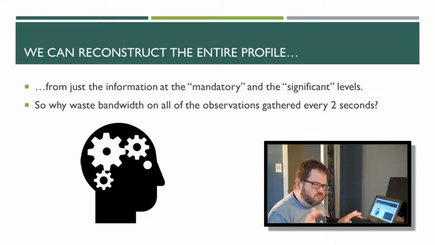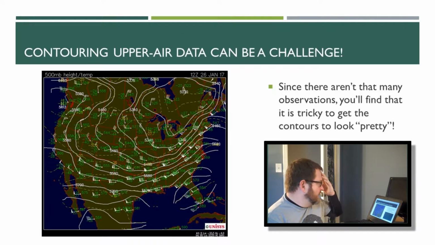Okay, so I don't want you to know how to decode TTAA, TTBB, and PPBB, and PPAA, and all those kinds of things. Let a computer do that. But the idea that we're just documenting mandatory and significant levels from which we can reconstruct the temperature and humidity and winds at any level in the atmosphere, regardless of whether it's actually in that file or not, that's brilliant. Okay? That's a smart plan.